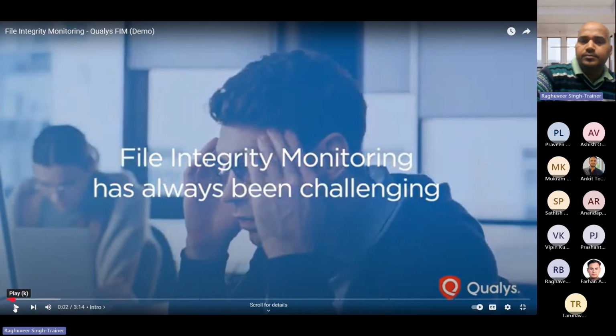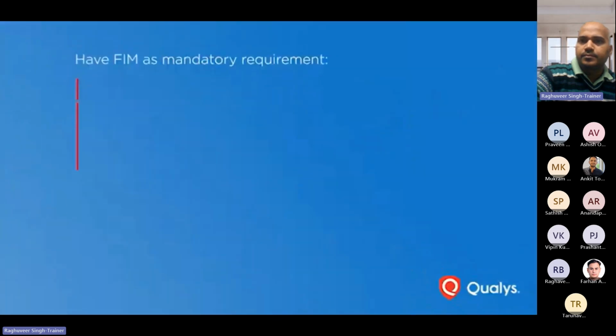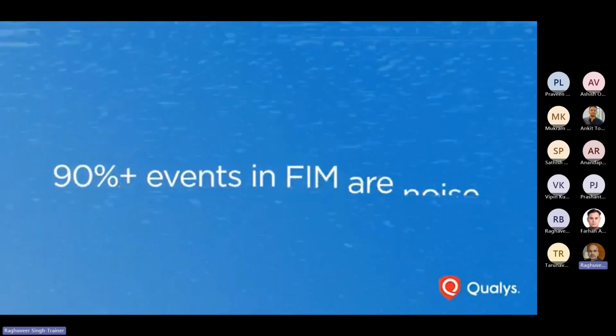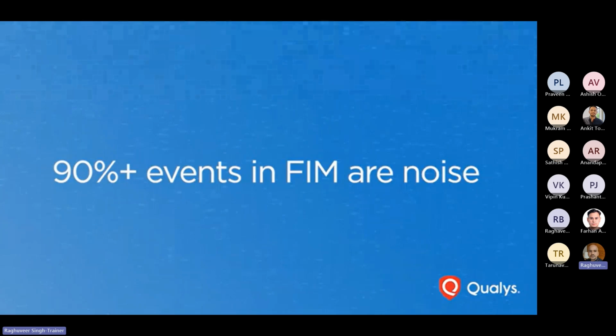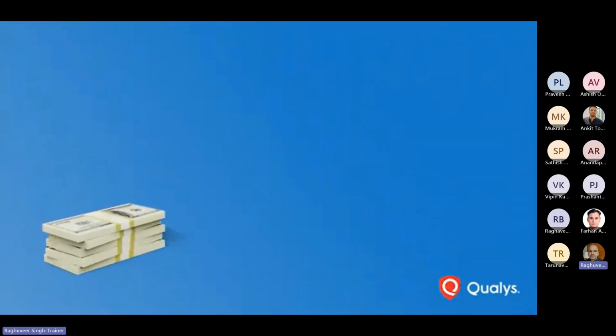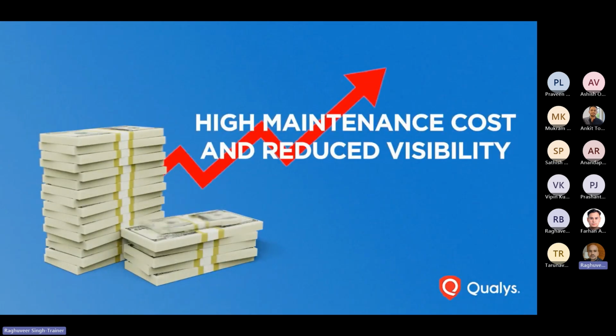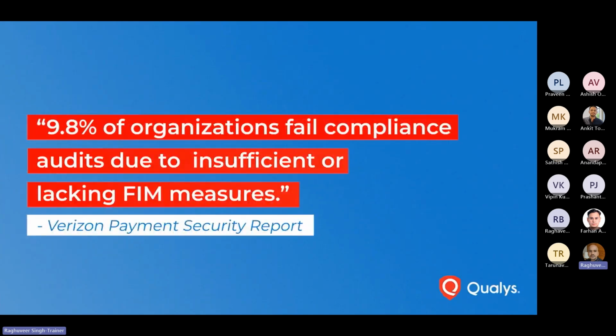File integrity monitoring is challenging. Multiple compliance standards and regulations have FIM as a mandatory requirement. And once you deploy it, you face noise, a lot of false alarms. Ultimately, this leads to high maintenance costs and reduced visibility into actual events of interest. Not having a FIM solution poses a significant compliance risk. FIM is one of the top failing compliance requirements as per the Verizon Payment Security Report, with 9.8% of organizations failing compliance audits due to insufficient or lacking FIM measures.